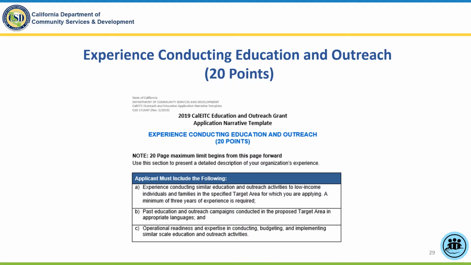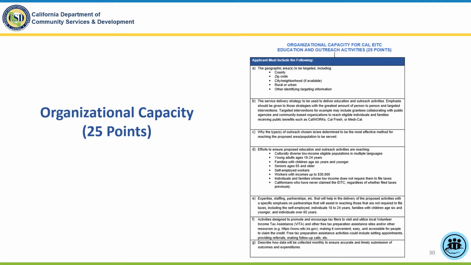Now, let's move on to organizational capacity. Applicants will utilize the section Organizational Capacity for CalEITC education and outreach activities to provide CSD with information on an applicant's organizational capacity to specifically conduct CalEITC education and outreach activities. As indicated on the previous slide, there are various points that need to be addressed in this section. Applicants must follow the organizational structure shown and address all elements in the order indicated.